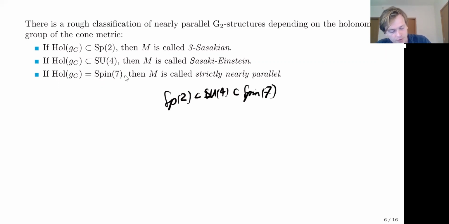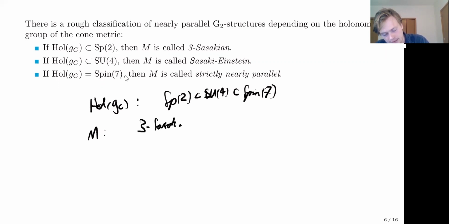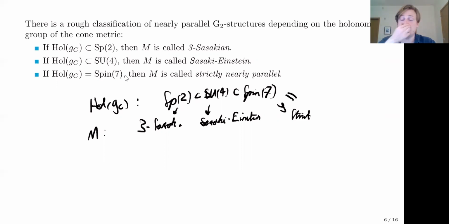So this is the holonomy group of the cone. And then this is what M is called. In the first case, M is called 3-Sasakian. In the second case, Sasaki-Einstein. And in the last case, where it's equal to Spin(7), strict. Okay.